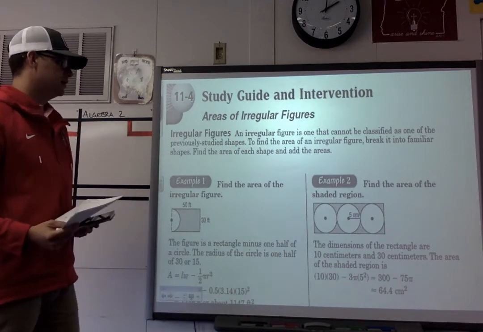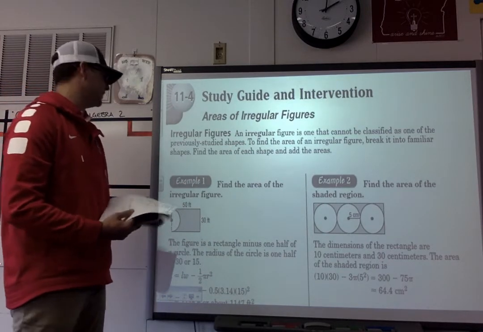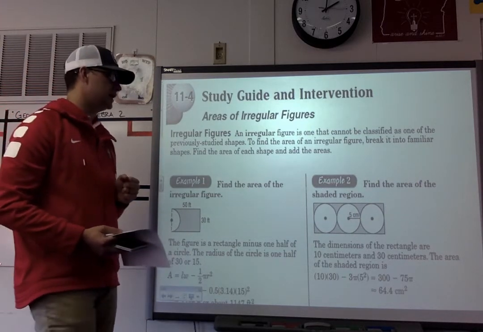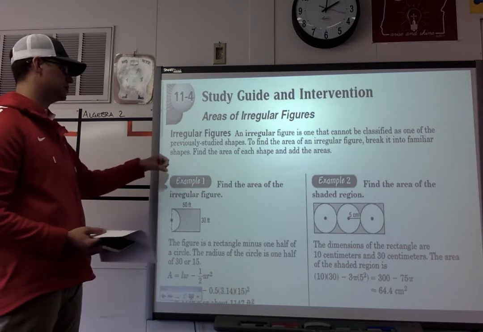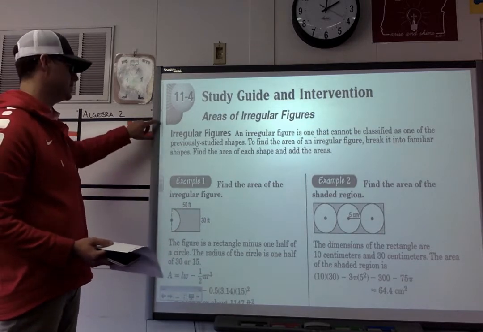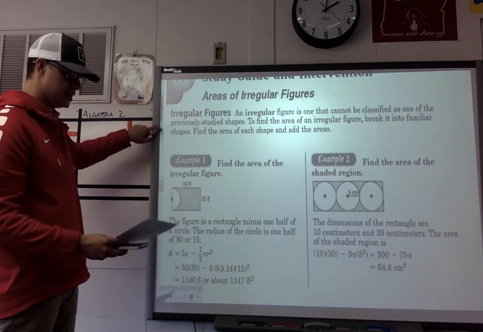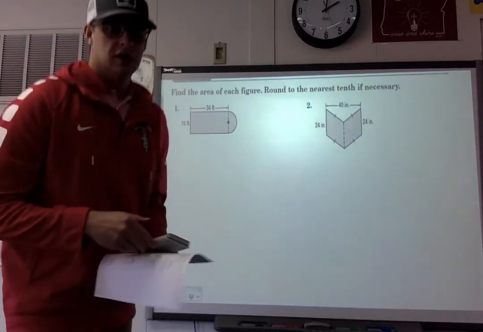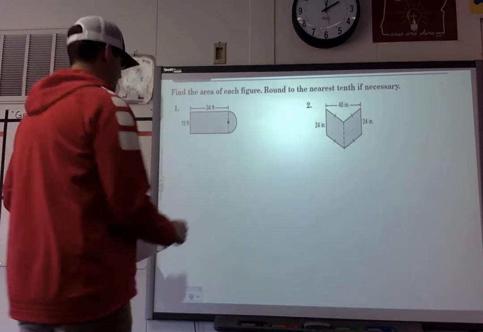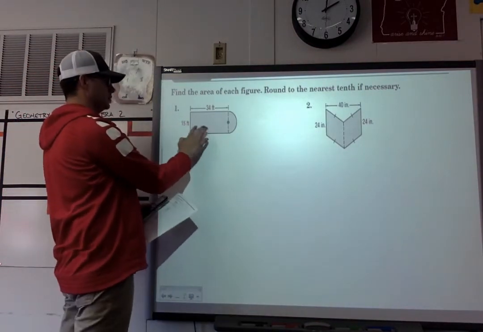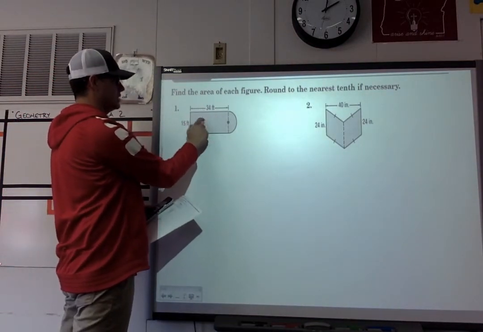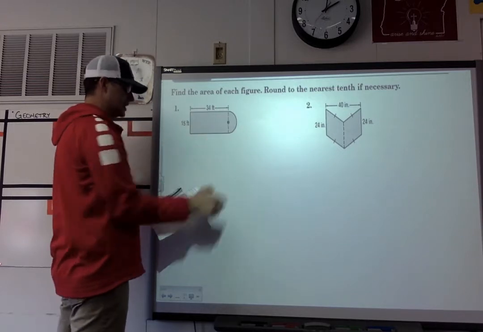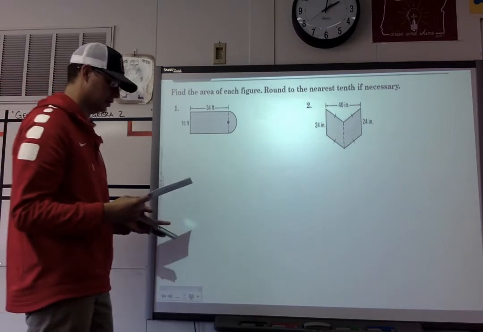So again, an irregular figure is one that cannot be classified as one of the previously studied shapes. To find the area of an irregular figure, break it into familiar shapes, find the area of each shape, and add the areas. So I'm going to go ahead and jump down to the examples here. On this first one, we have a shape that we can break down into a rectangle and a semicircle, or half of a circle.